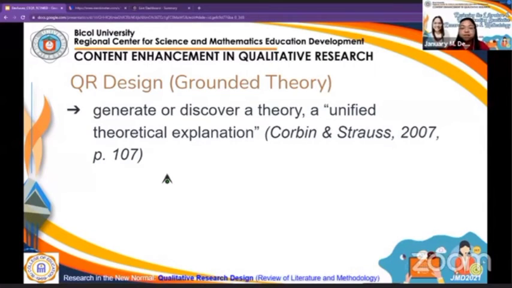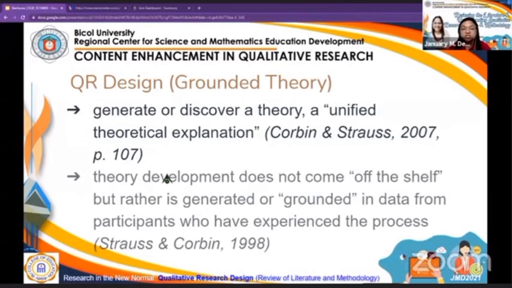So definitely this particular design is more of theory development. We also have different types of grounded theory. This is why it is called grounded, because you want to focus on the data provided by the participants of your research. There are different characteristics of grounded theory.